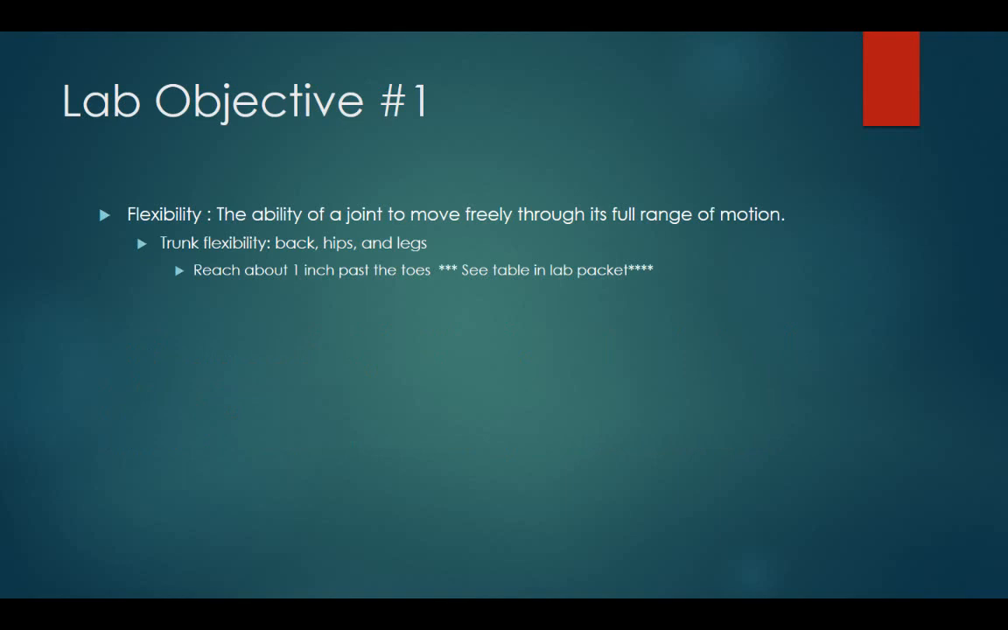And so one of the things that we do in the lab, which you won't be able to do at home, is a trunk flexibility test, which looks at the flexibility of your back, hips, and legs. There is a table in your lab packet, I believe, that shows what's normal with flexibility, if you did a sit and reach test, which is basically what we do in lab. So obviously this is the downfall with online, you don't get that hands-on component of a flexibility test.